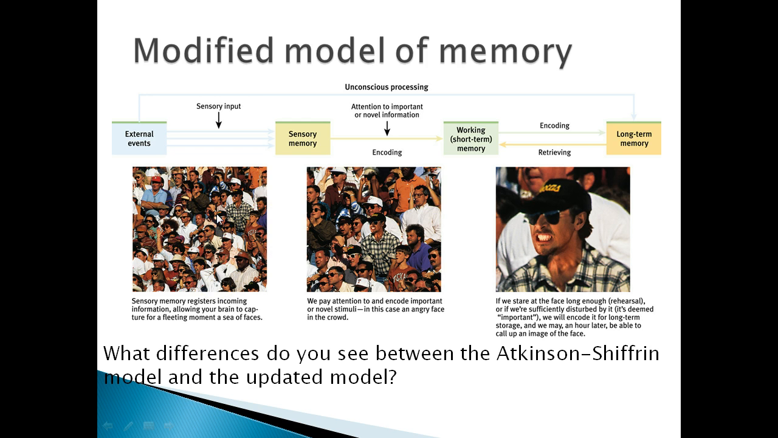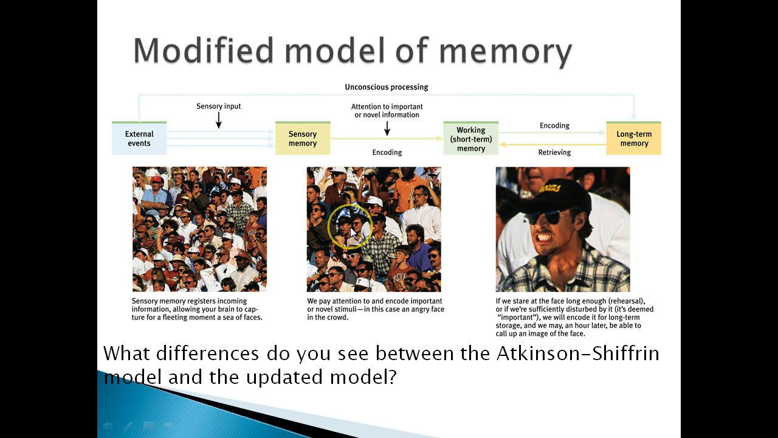Let's say you're at some sort of sporting event, a football game. And as you're looking around you, you see all of these people here hanging out. This is all sensory memory, and our brain's deciding, most of this stuff here I don't need to remember. So that's here, sensory memory.